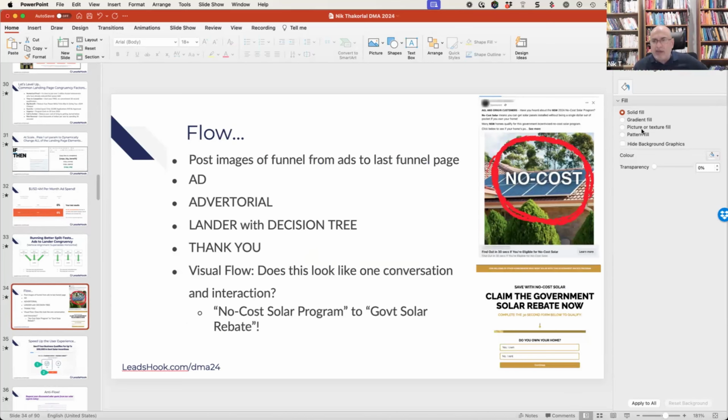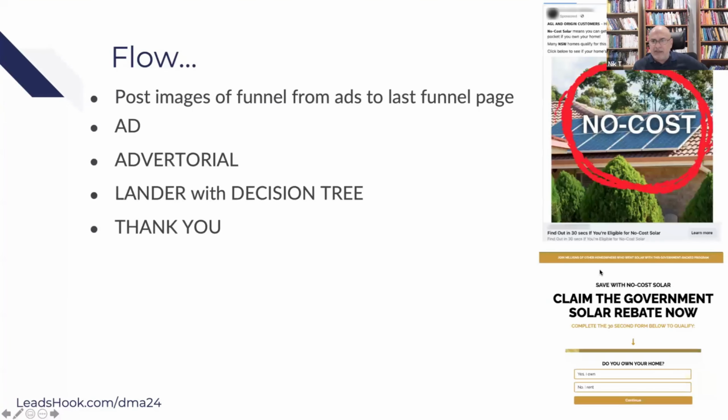Okay. So look, I'm going to share my screen so you can really see this. Cool. So let's take a look at the ad here. This ad is talking about no-cost solar. It's got a no-cost solar program, which is here, eligible. But I go to a lander that says claim this government rebate, right? There was not a lot of conversation around here about what the government rebate is. Secondly, they're trying to identify AGL and Origin customers, right? So it goes: special savings for AGL and Origin customers.